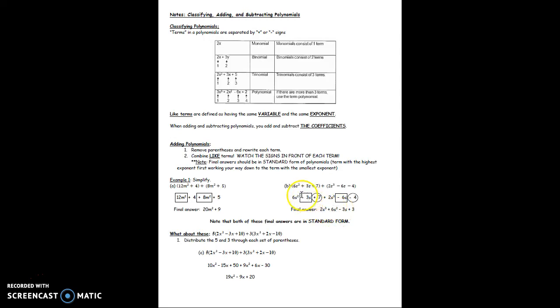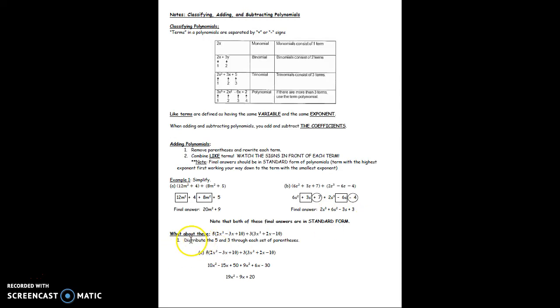Now I continue to combine like terms. My next lowest exponent, or the s to the first powers, I have a positive 3s, because again I'm using the sign in front of it, minus 6s. So 3 minus 6 is a negative 3. And then the s just stays. Remember, the variable stays the same. I'm just combining the coefficients together. Then the constants at the end, I have a positive 7 and a negative 4. So 7 minus 4 is a positive 3. Okay. Again, both of these are in standard form. They're starting with the highest exponent and decreasing as they go.